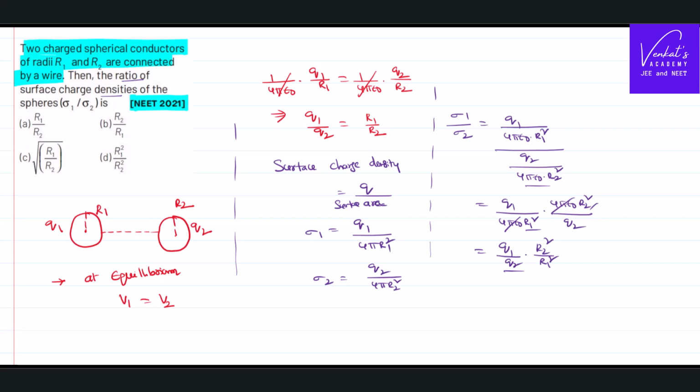But this Q1 and Q2 is not given in the problem, rather it was given that they are connected by a wire. When they are connected by a wire, in the place of Q1 by Q2, as we have proved, I can write R1 by R2. Then the ratio of surface charge densities is, in the place of Q1 by Q2, R1 by R2. What is remaining is R2 square by R1 square. So, one R1, one R2 will cancel, and what is remaining is R2 by R1. So, the ratio of surface charge densities is R2 by R1.